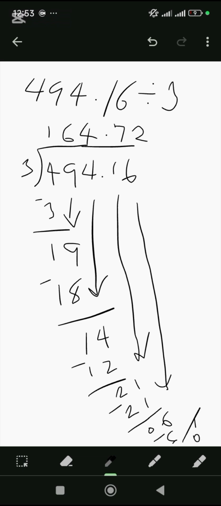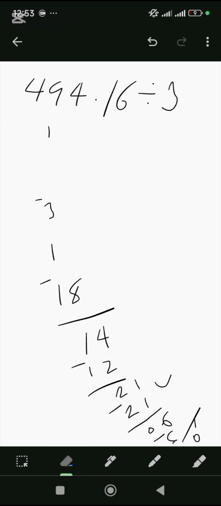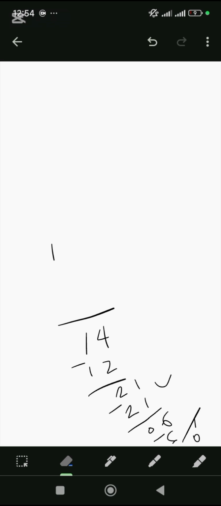And so your answer will be 164.72. And this will be correct. Okay, this is case number 2. Let's look at another example so you can see how this is done.